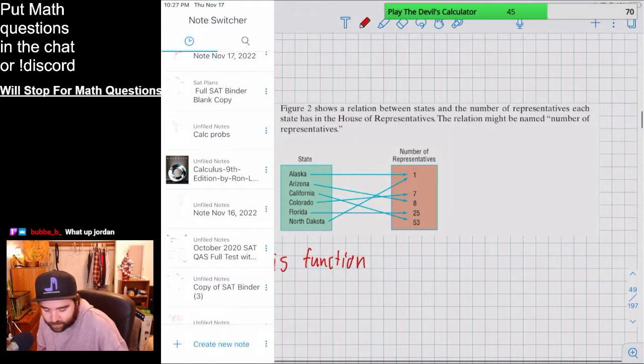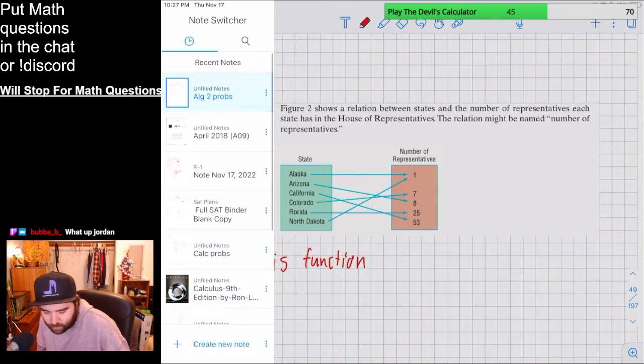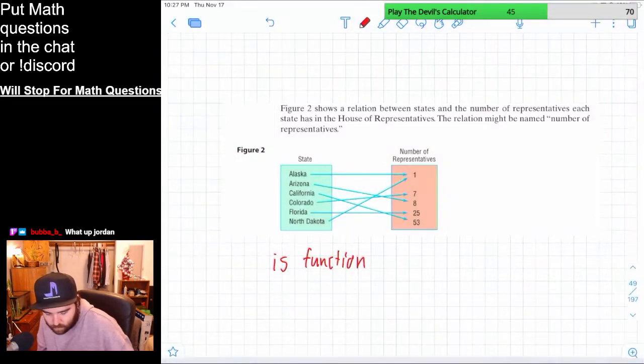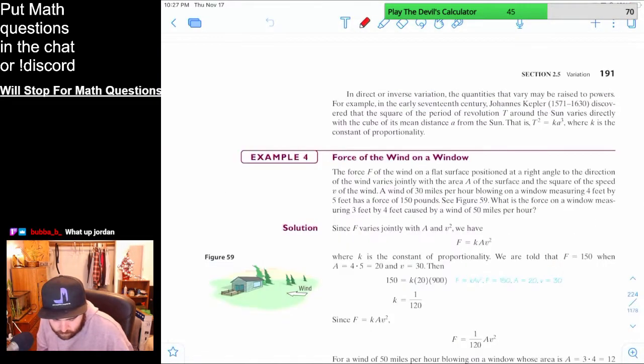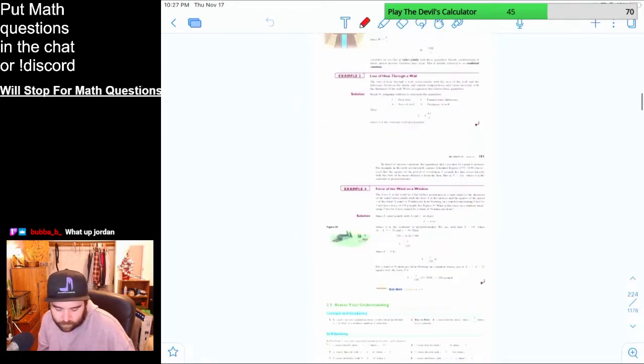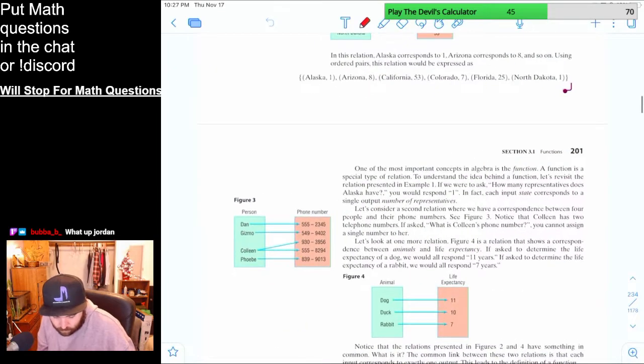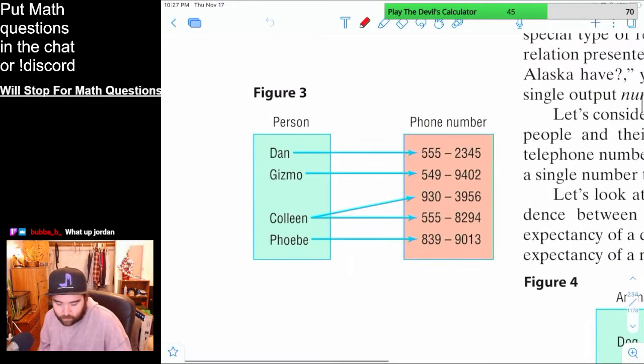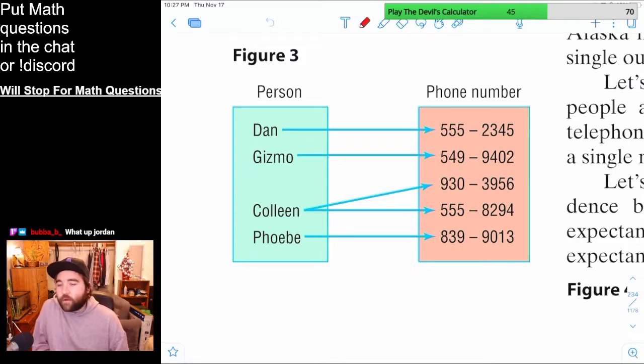Did I not copy the picture? I must not have. We need to go to the textbook, and go way back up to chapter 3. Oh, we're in chapter 2. We need to go down to chapter 3. Right here. This is what I wanted to copy. So see, this is a counter example to that.